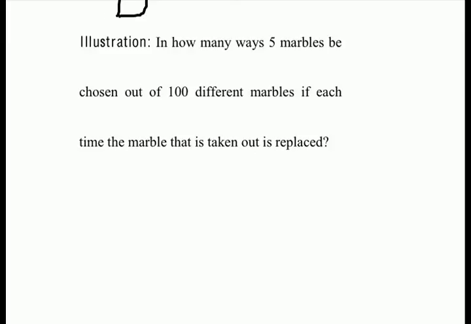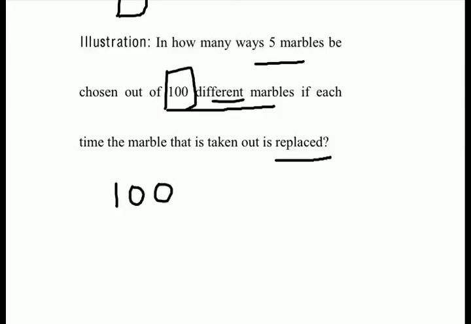Let's see if this is clear. Let's try to do this simple question. In how many ways can 5 marbles be chosen out of 100 different marbles if each time the marble that is taken out is replaced? Now replaced gives us a hint that we are talking about repetition here. So let's break this problem down into the basics. You've got 100 marbles. How many ways can you take out one marble from 100? There are 100 different marbles, yeah? All marbles are different. So the first marble can be taken out in 100 ways.